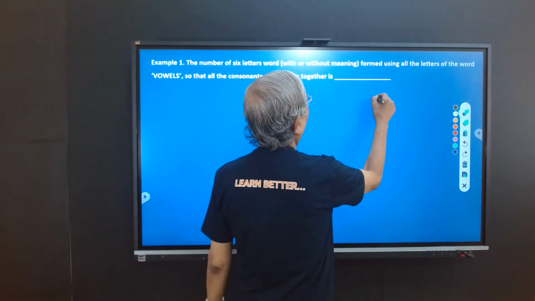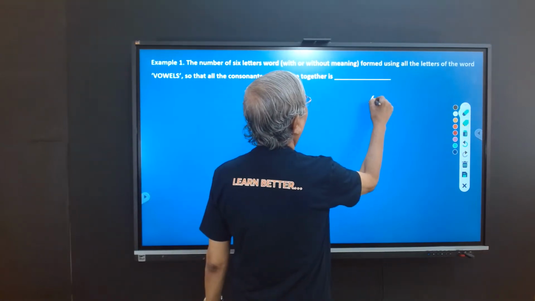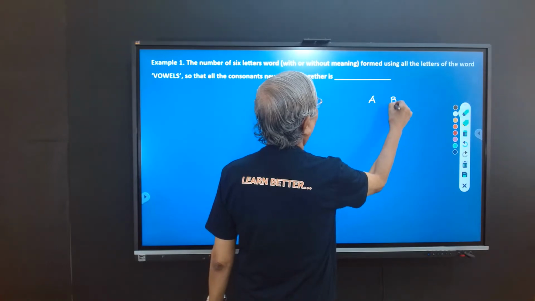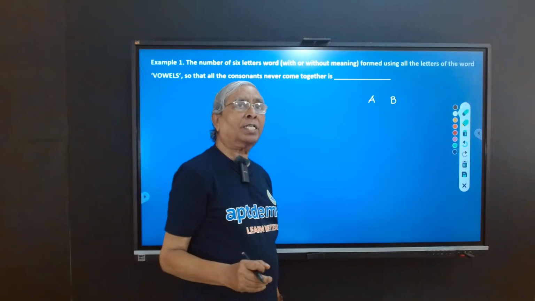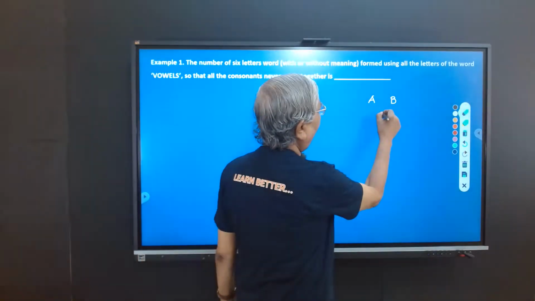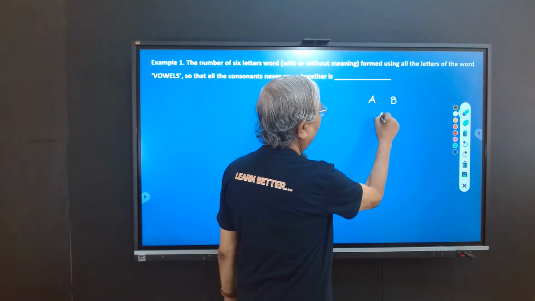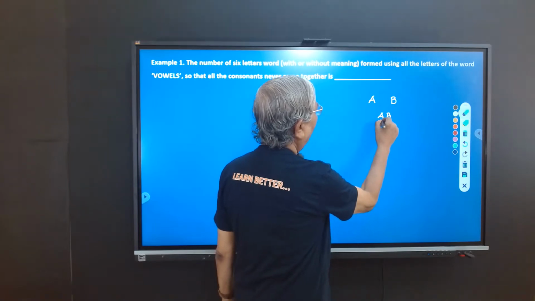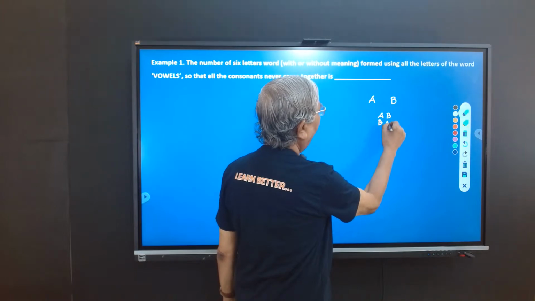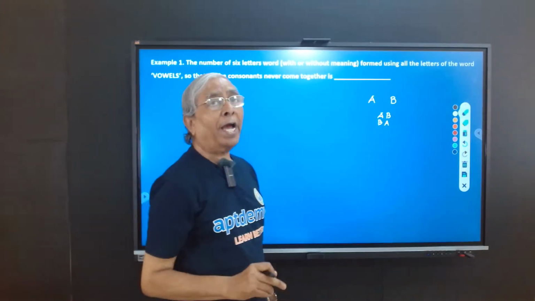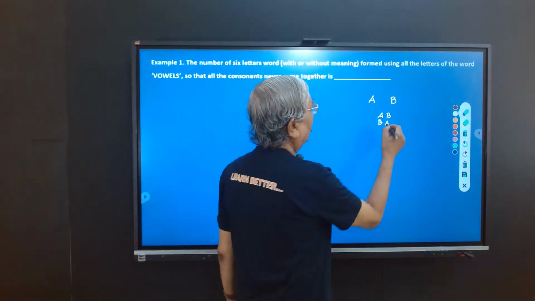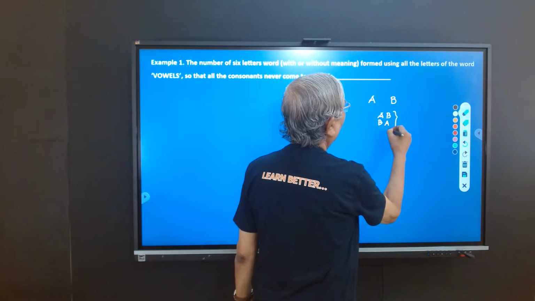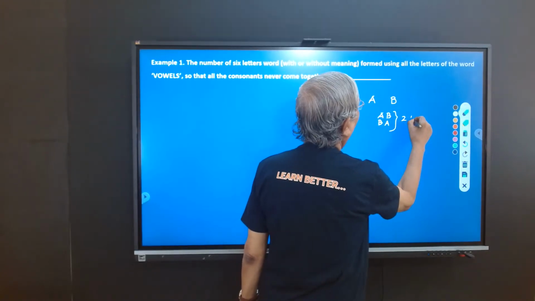two letters A and B. How can we arrange these two letters? In this way we can arrange, that is first A, then B, or first B, then A. These are the two arrangements, and this arrangement is called the permutation. So how many arrangements are there? In two ways we can arrange the two letters.